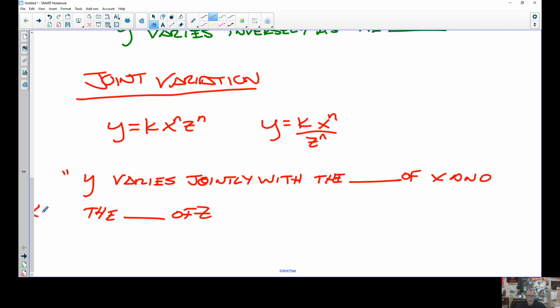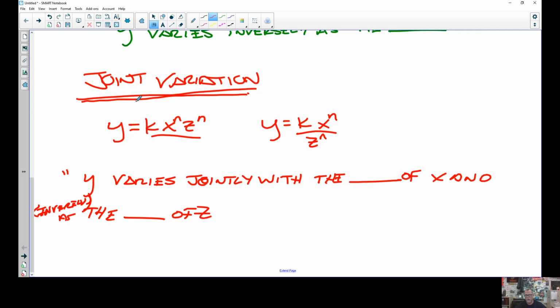But you could have also said varies jointly with, say, the cube of x and inversely as the blank of z. Again, this doesn't have to be there. It could be just varies jointly with x and z, and then it's just this. This would be y varies jointly with the nth power of x and inversely with the nth power of z. So again, it could take on a lot of different variations.